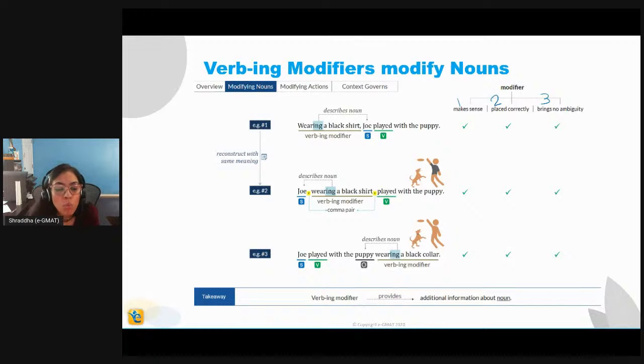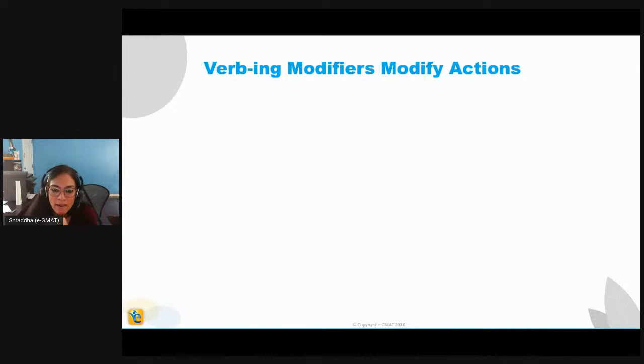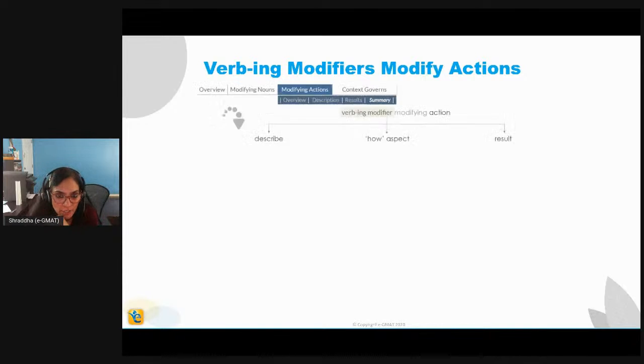So this is about verb-ing modifiers working as noun modifiers. Next, we will take a look at the usage of verb-ing modifiers as action modifiers. We've already classified that as a verb-ing action modifier. This modifier can either present a generic description of the modified action, or it can present the how aspect of the modified action, or it can present the result of the modified action. Now we will take a couple of examples in each of these categories.